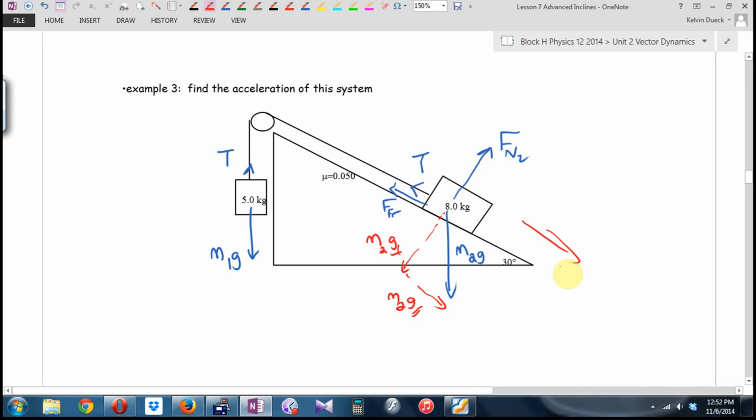Okay, so let's do my equation. M2G parallel is a winner. Even though I'm wrong, it's okay. What would tension be? Winner or loser? Loser, let's put a minus tension. What would friction be? Winner or loser? Loser, let's go minus friction.